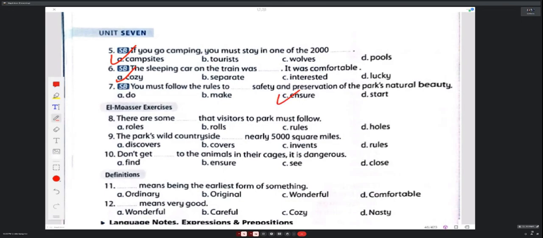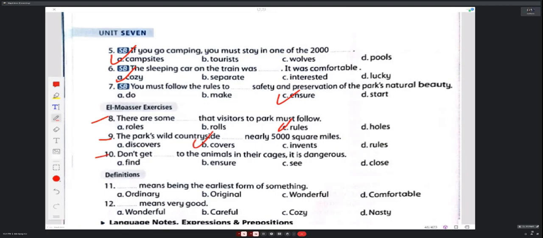Okay. Number eight, there are some dash that visitors to the park must follow: some rules. The park's wide countryside covers nearly 5,000 square miles.